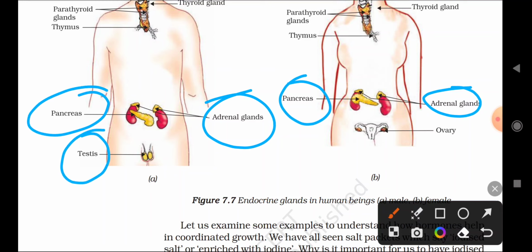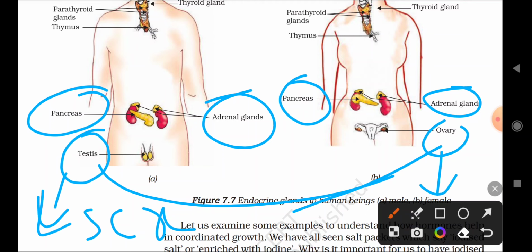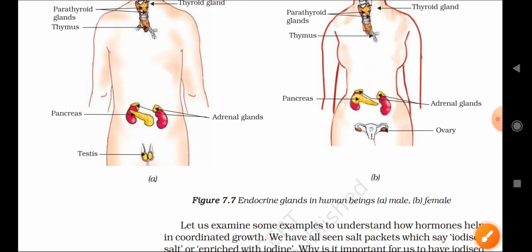Okay, this is the testis, and this is the ovary. Already you know that these two organs are responsible for the sexual characters in male and female, also called secondary sexual characters. The testis produces the testosterone hormone, and the ovary produces the estrogen hormone, which are responsible for the characteristics of male and female. The testis produces testosterone, which is responsible for male characteristics, and the ovary produces estrogen, which is responsible for female characteristics. Okay, so understood.